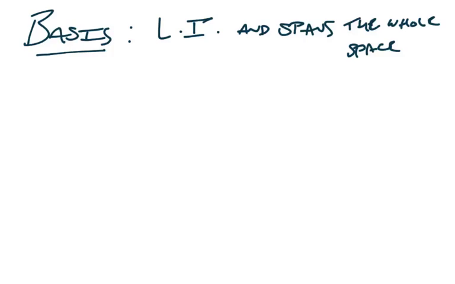So I want to get into, after doing some of those very specific examples in the last video, some more philosophical ideas, I guess. So the idea behind a basis is that it's a collection of vectors that's linearly independent and spans the entire space. And so let me just draw an example in R2.